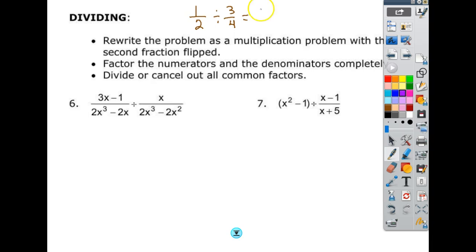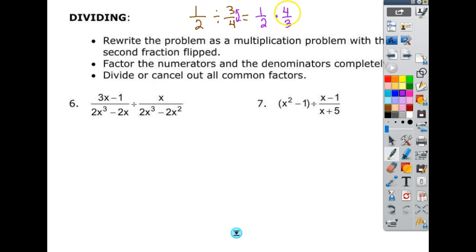So the second term or number you flip. Yeah, now y'all remember, right? So you take the reciprocal of the second term, not the first term. Don't do the reciprocal of the first term, only the second term. And then you change it to a multiplication problem. So now it's a multiplication problem, and you just treat it like multiplication.